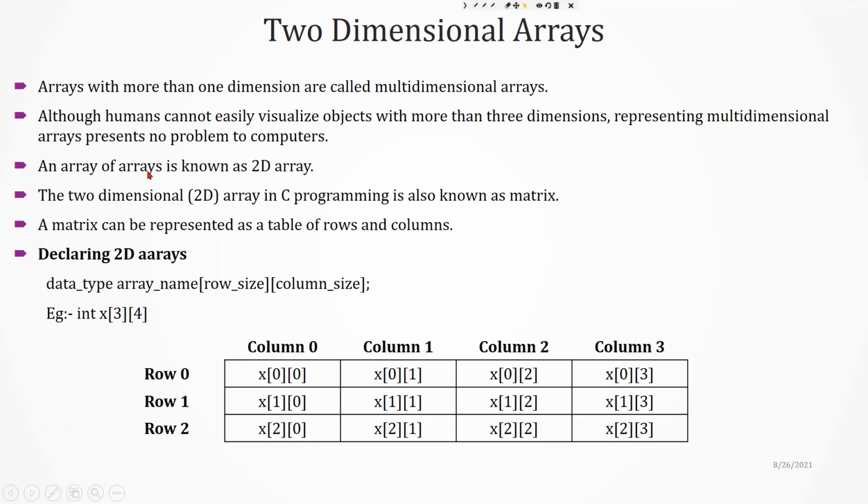An array of arrays is known as a 2D array. The two-dimensional array in C is also known as a matrix. That is the important point. A matrix can be represented as a table of rows and columns. What is a 2D array? An array of arrays is known as a 2D array.